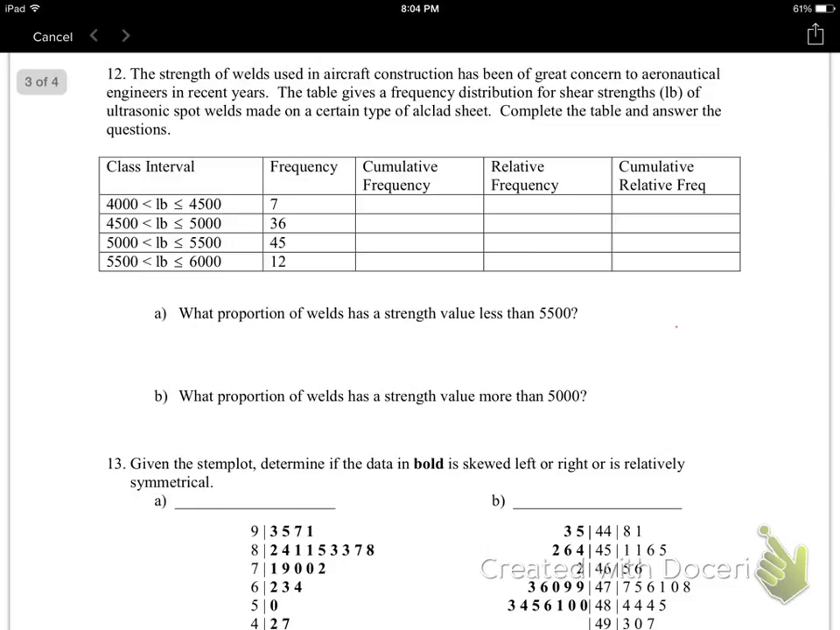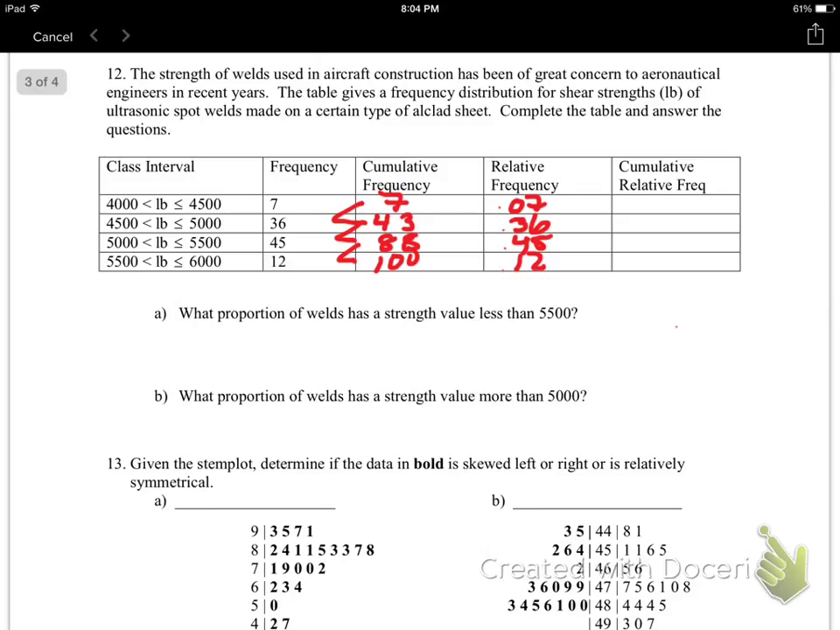Okay, let's do the next problem on cumulative frequency. So remember, we add as we go. So we got 7. We have 43. Remember? 45 is going to be 88. And I add 12. That gives me 100. So relative frequency is going to be 7 divided by 100, which is 0.07. 36 divided by 100 is 0.36. 45 divided by 100 is 0.45. And 12 divided by 100 is 0.12. You could have said 7%, 36%.